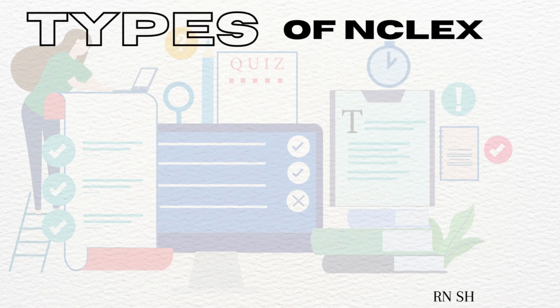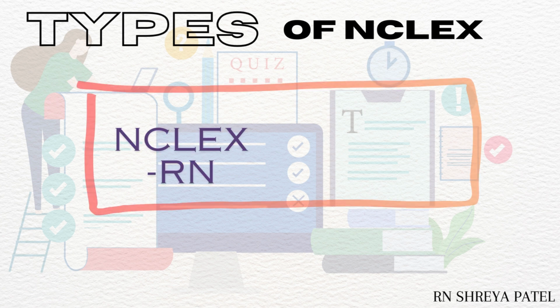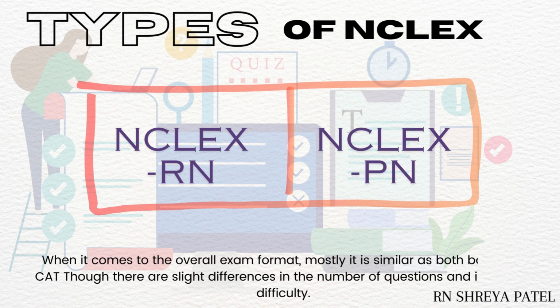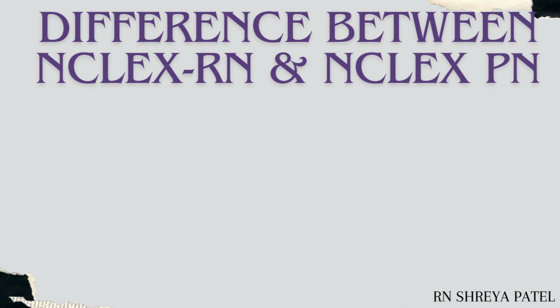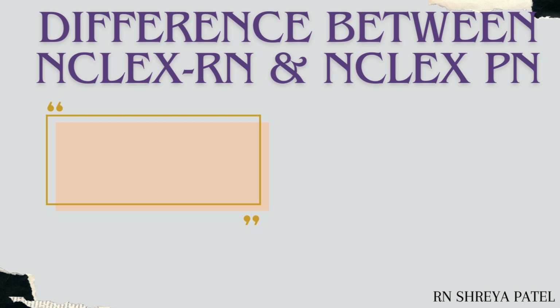Now let's talk about types of NCLEX. NCLEX has two types, NCLEX RN and NCLEX PN. NCLEX RN is for the registered nurses and NCLEX PN is for the licensed practical nurses. Both the exam patterns are overall the same, just the level of difficulty of the questions will be different, as NCLEX RN is for the registered nurses who have done a 4-year degree from outside Canada or inside Canada or any other country, and NCLEX PN is for the ones who have studied diploma courses.